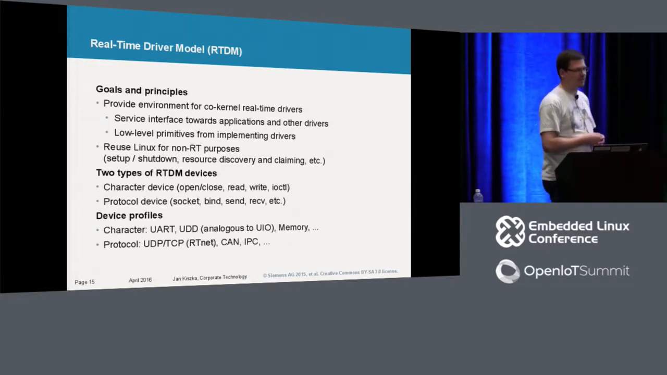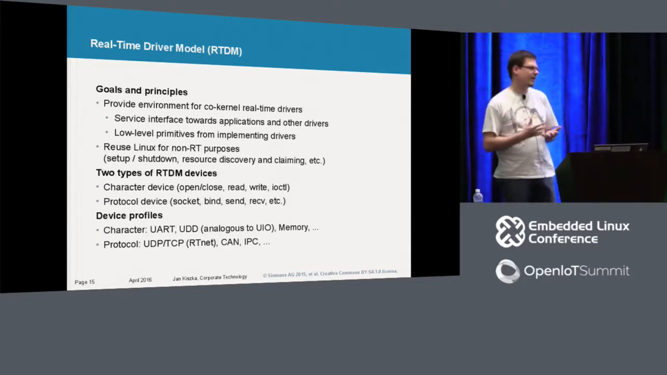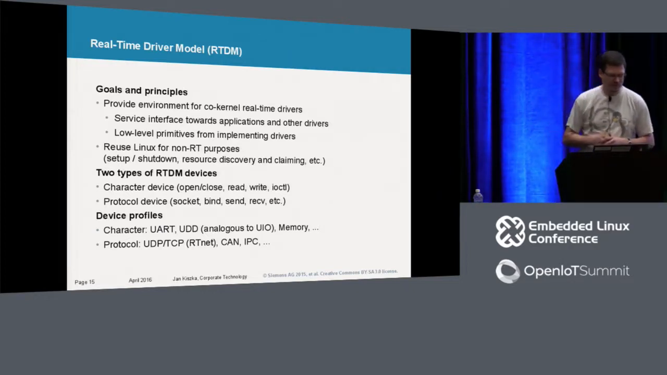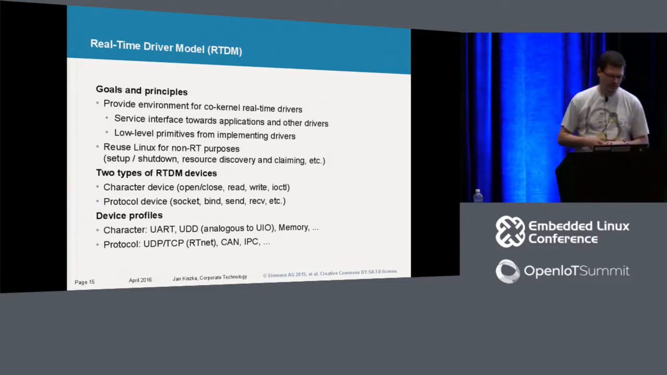There are two types of RTDM drivers or devices. This is very simple. One provides character devices, and the other provides protocol devices. That's the basic model. We don't have a very complex one because we're targeting only a subset of domains here. Then there are device profiles, which aim at unifying what a driver has to provide in order to implement a UART interface, for example, or to provide other things.